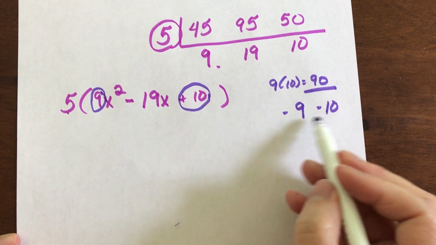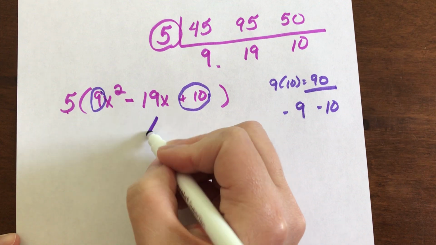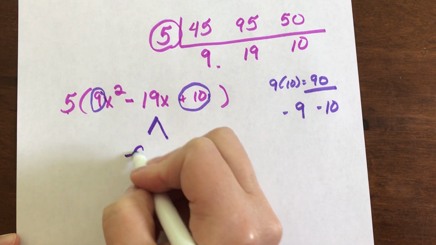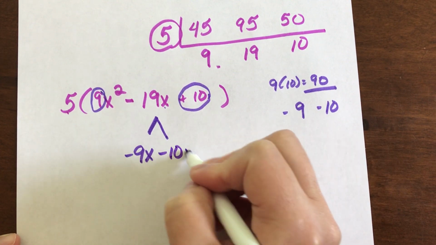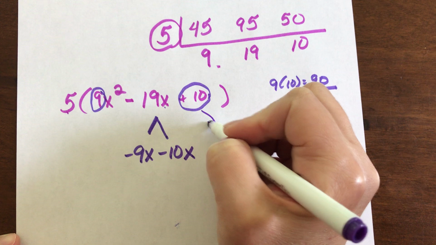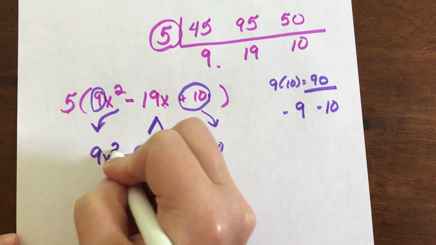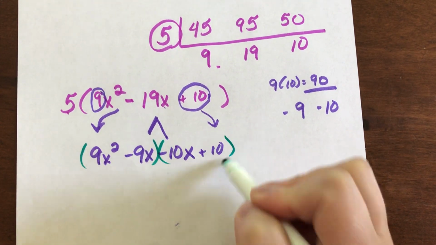So what I'm going to do is rewrite this. I'm going to pair the 9 with the 9 and the 10 with the 10. So this is going to go back down to the quadnomial, which is the 4 terms. So I'm going to have negative 9x, don't forget to put the variable, and negative 10x. Okay, and then I'm going to bring down the plus 10, and then I'm going to bring down the 9x squared. Then from there, I'm going to factor by grouping.